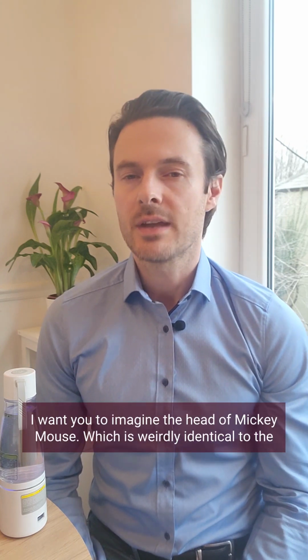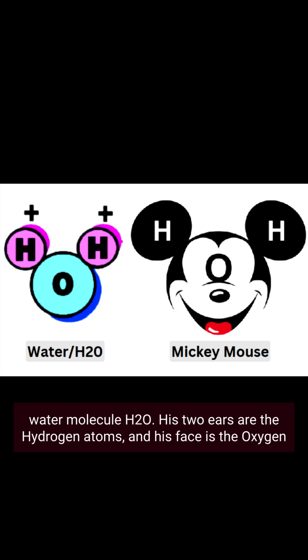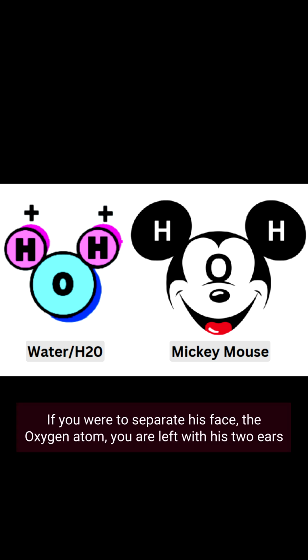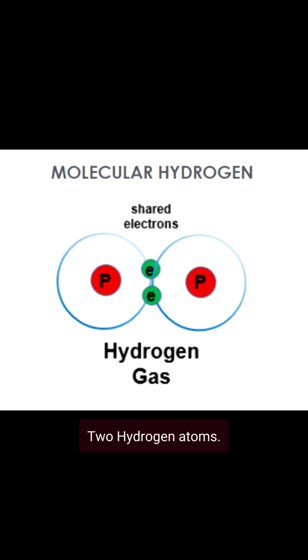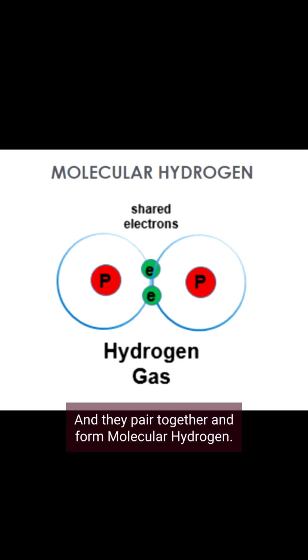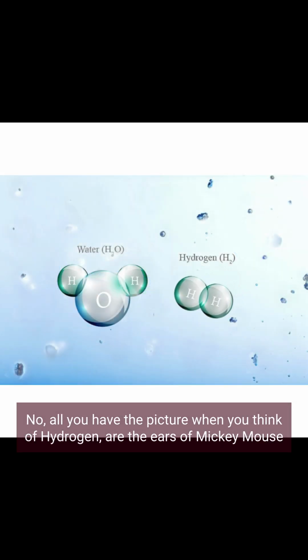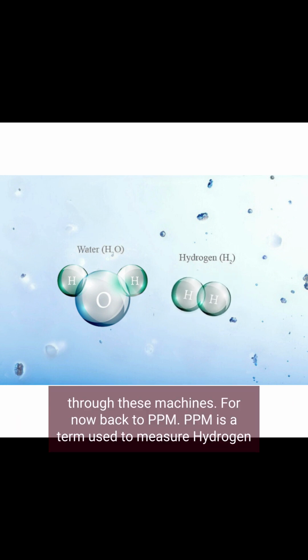I want you to imagine the head of Mickey Mouse, which is weirdly identical to the water molecule H2O. His two ears are the hydrogen atoms, and his face is the oxygen atom. Now if you were to separate his face, the oxygen atom, you are left with his two ears, two hydrogen atoms, and they pair together and form molecular hydrogen. Now all you have to picture when you think of hydrogen are the ears of Mickey Mouse paired together, and then that molecular hydrogen gets dissolved back into the water through these machines.